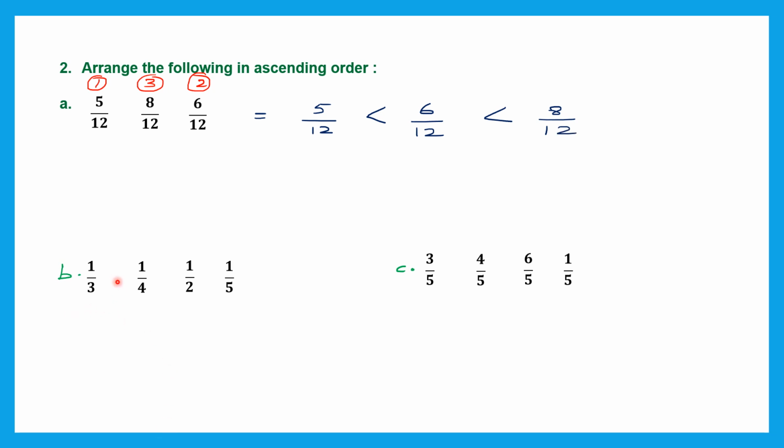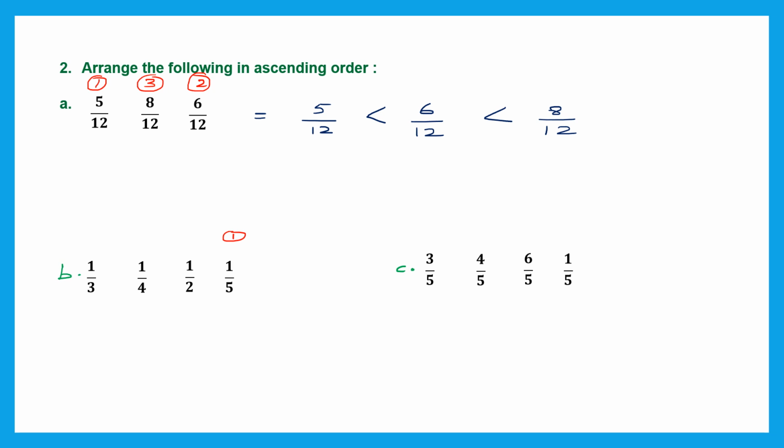B. Now here, as you can see clearly, all the numerators are the same. Remember what I said? If the numerators are the same, the smallest denominator cannot be taken for ascending order. The smallest denominator becomes the biggest fraction. So here the biggest denominator becomes the smallest fraction. So which is the biggest denominator? 5. That means this should come first.